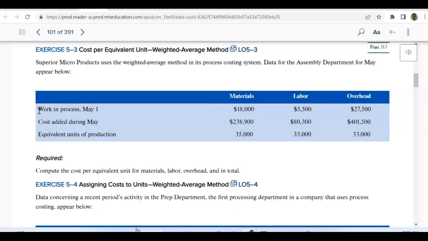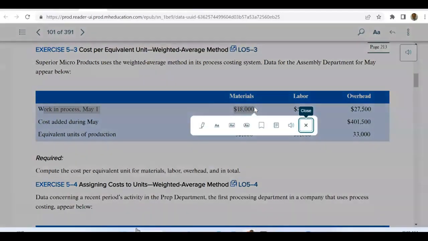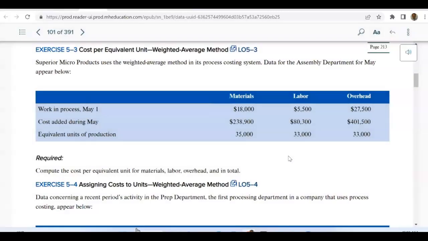Okay, so this department, at the beginning of the month, work in process has $18,000 of material cost already entered into the calculation and process, and $5,500 of labor, and $27,500 of overhead that has been applied to the job. And that came from last month, which was April, and now it's May 1st, that's what we have. So what is your conversion cost? Conversion cost is the combination of these two. Got it? Conversion cost.